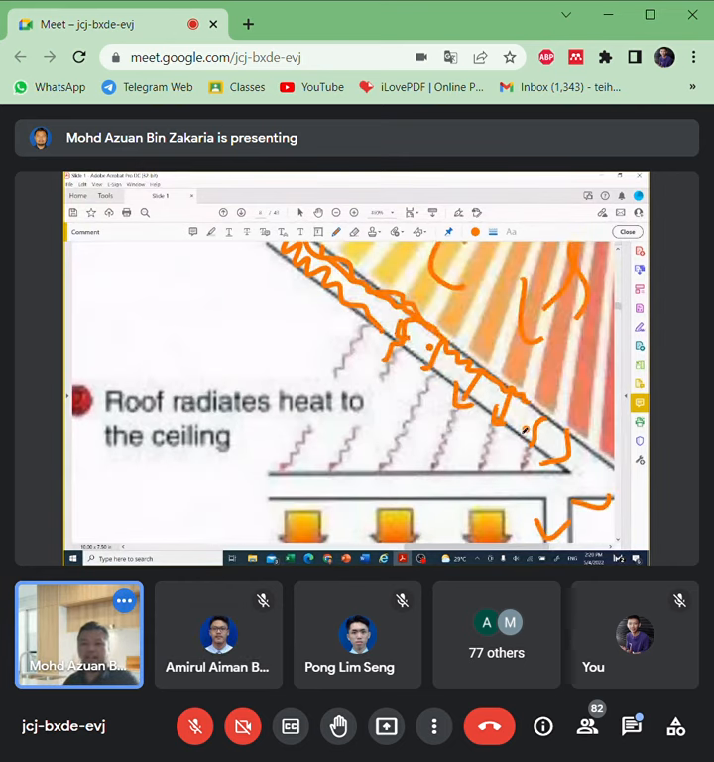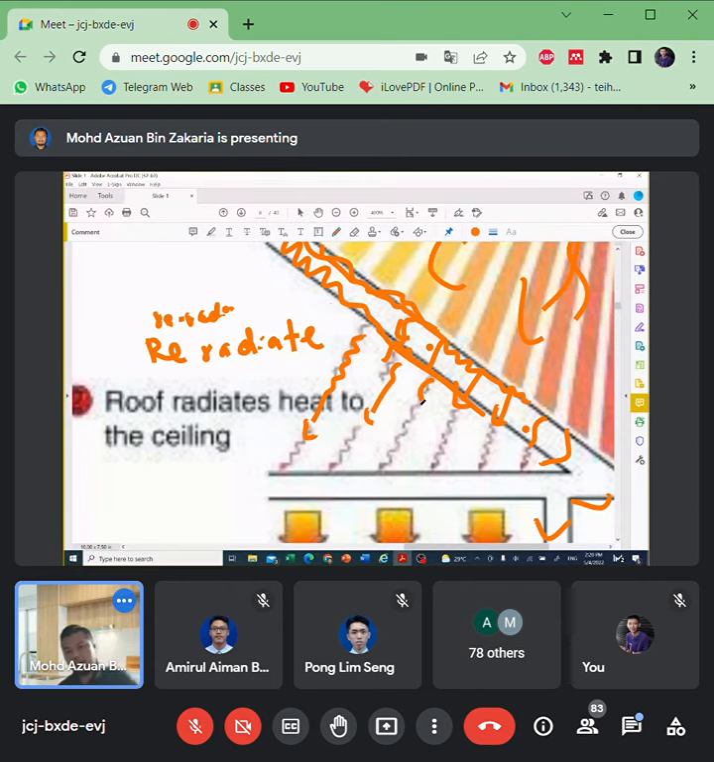And at the same time, for example, inside the roof, until a certain time, the inside layer of the roof will become hot. And then after some time, if it is too hot, it can re-radiate to the inside. Okay, it can also re-radiate to the inside.